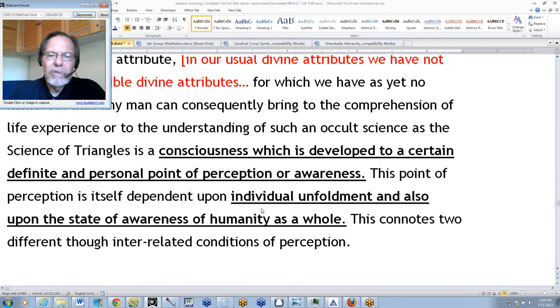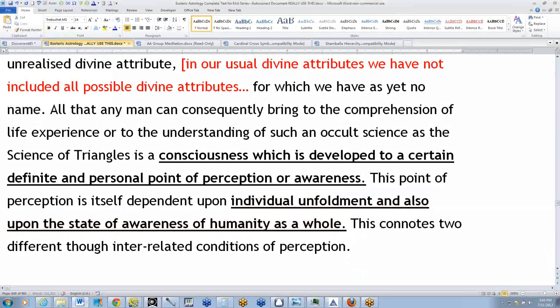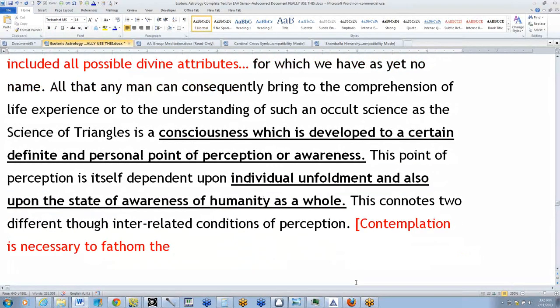"This connotes two different, though interrelated, conditions of perception." Well, what does humanity perceive? What does the individual conceive? They are interrelated. They are conditions of perception, and presumably advanced individuals are somewhat ahead of what humanity as a whole can perceive. Well, I think he's telling us how abstruse is the science of triangles, and contemplation is necessary to fathom it to any significant extent. Okay, let's see where we are here.